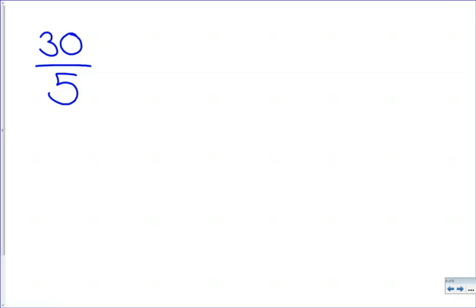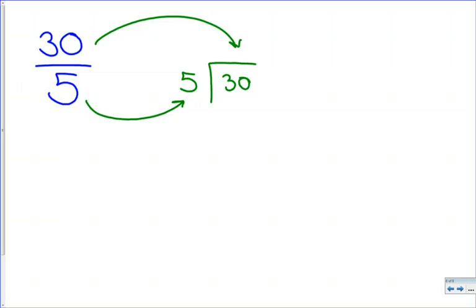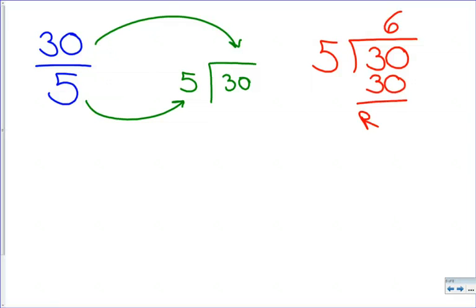The process, again, is I turn this into a division question. The 5 goes here. The 30 goes here. And I turn it into a division question. All right? Let's try it. 5 into 30. 5 goes into 30 how many times? 6 times 5 is 30. So our remainder is 0.